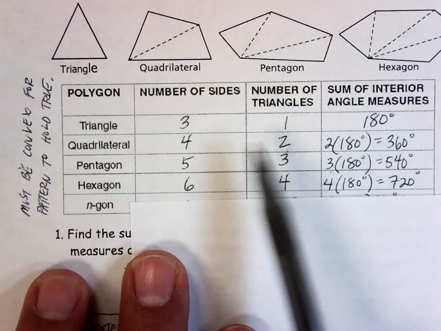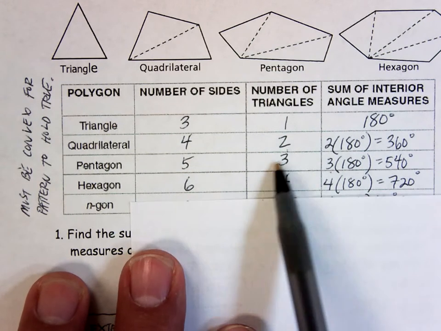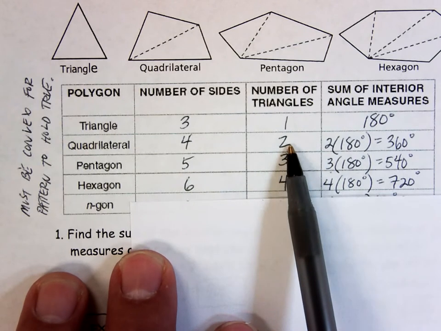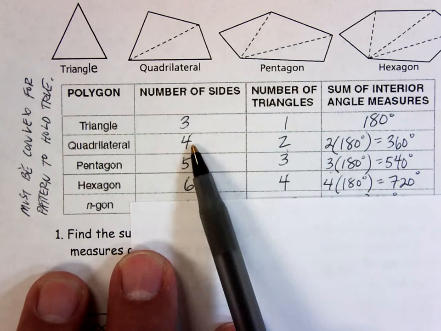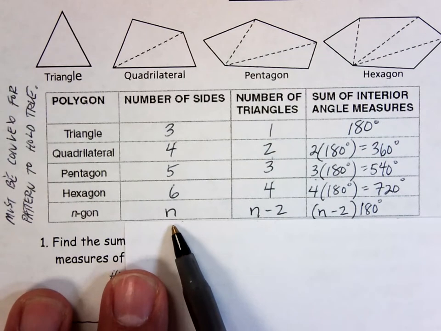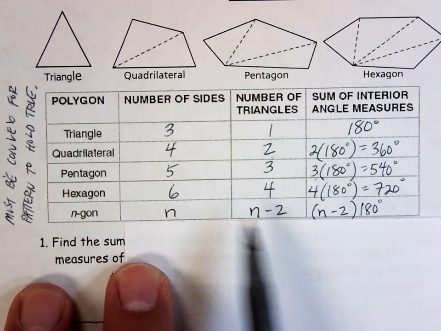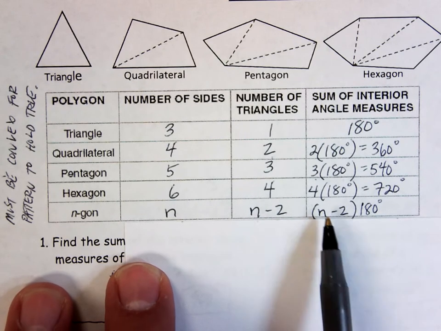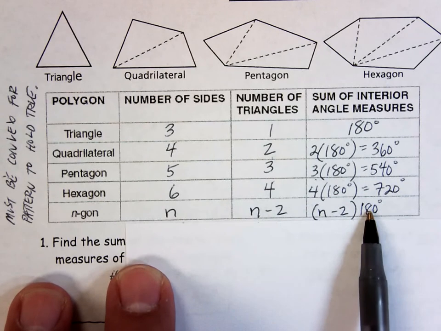Now if we see a pattern here, when I have 3 sides, I have 1 triangle. 4 sides, I have 2 triangles. 5 sides, 3 triangles. 6 sides, 4 triangles. Hopefully you see that the number of triangles is always 2 less than the number of sides. And that's all we're going to say right here. If I have n sides, the number of triangles is just that number of sides minus 2. And to get the angle sum, we just take the number of triangles and multiply it times 180 degrees.